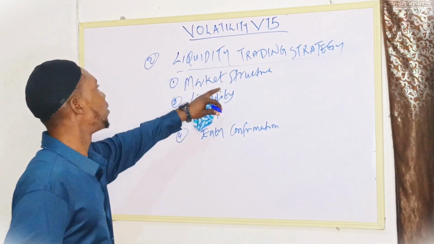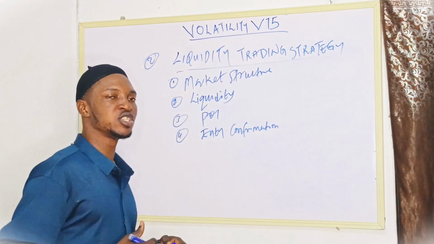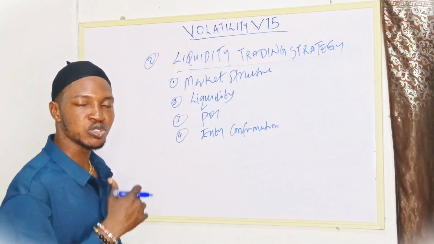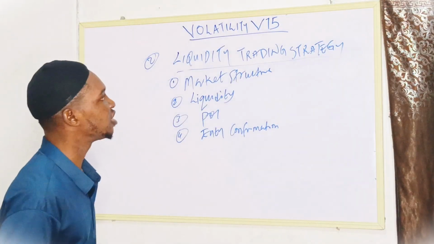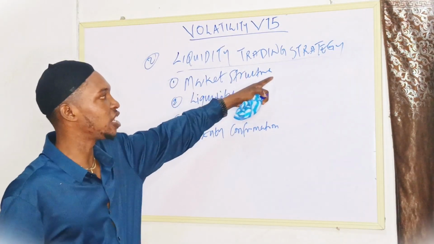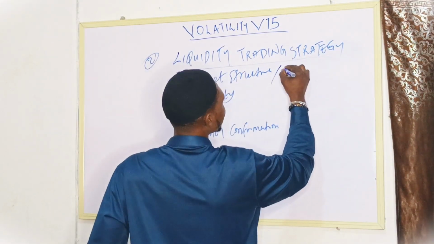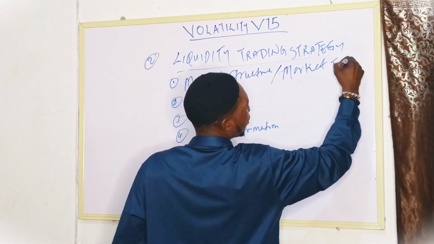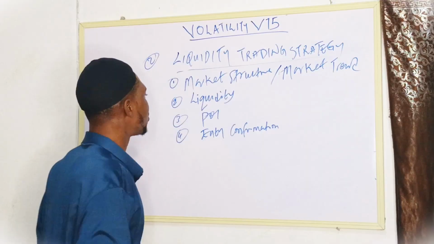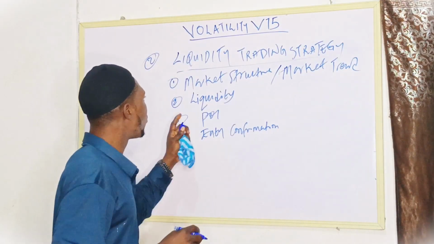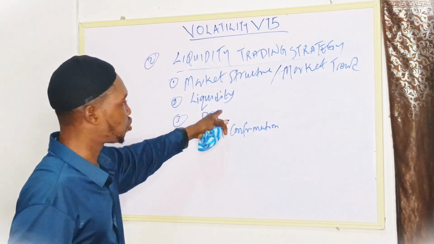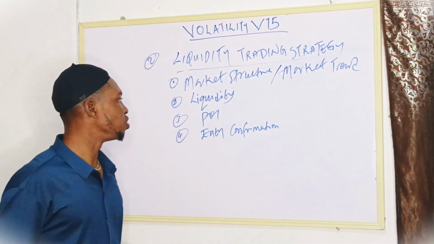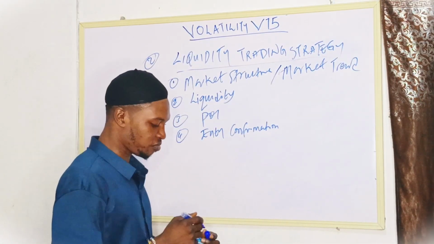So what I mean by market structure is just simply your ability to tell where price is coming from and where price is going to. It's just for you to determine the overall trend of the market, because your aim is to trade alongside what? Market trend. So once you've done that, you need to be able to spot your liquidity. You need to have a good or valid POI, and also you need a good entry confirmation.